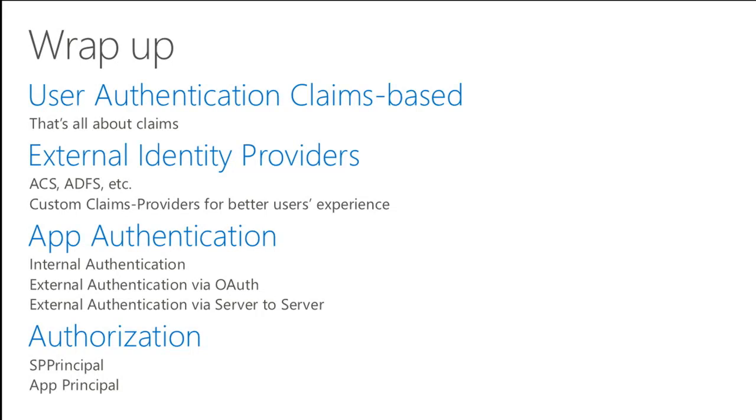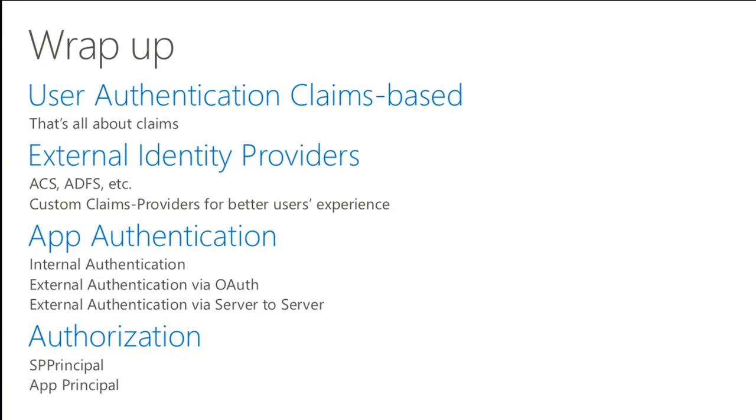So, to wrap up this session, let me remind you one more time that it's all about claims, as Sasha has told you right now. We could have, in SharePoint 2013, various flavors of authentication, but all based on claims. We could have external identity providers, which could be ACS or Active Directory Federation Services. In the afternoon, we will see one demo based on ADFS.